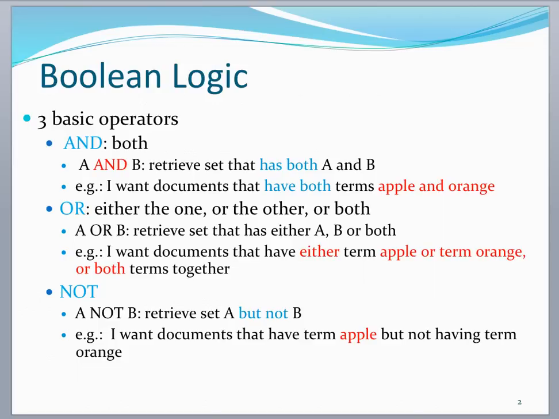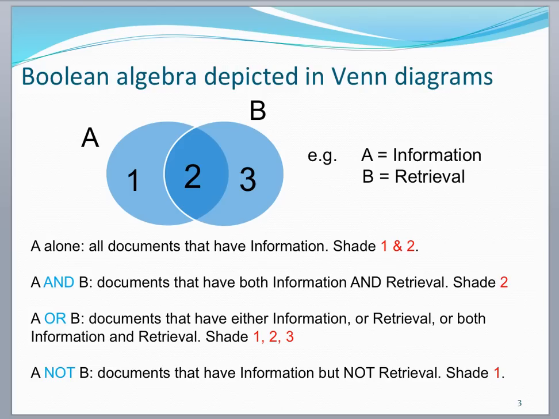So let's see this in a graphical way. Here we have the Venn diagrams, and this is how we apply the Boolean algebra for searching. In this example, we have information retrieval, and we have A and B. A equals information, B equals retrieval, and then we have the Venn diagrams 1, 2, and 3 right here. If we retrieve A by itself, information, we will be retrieving all documents that have information as a keyword or descriptor, in whichever field we're using that term.